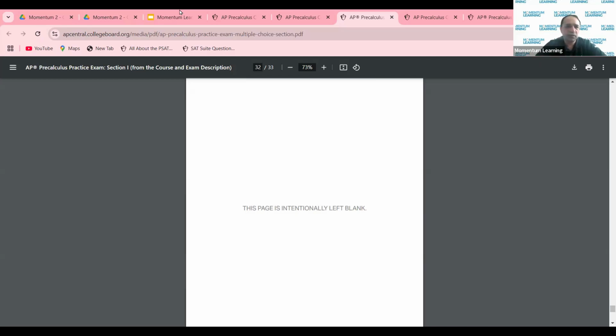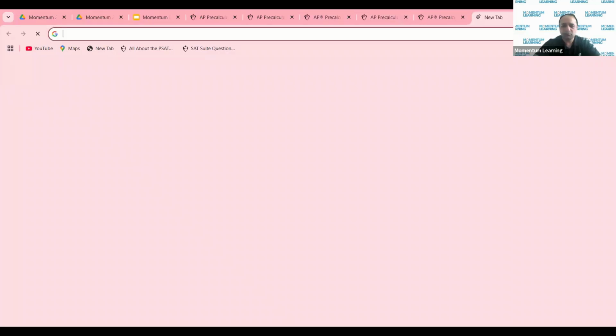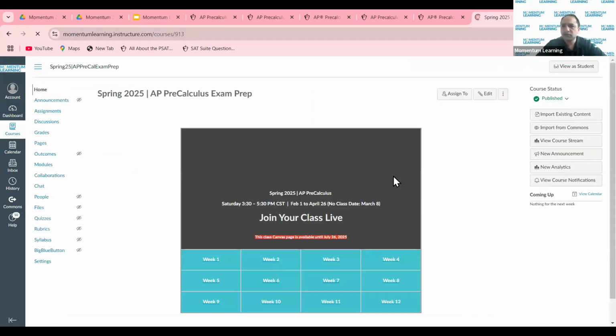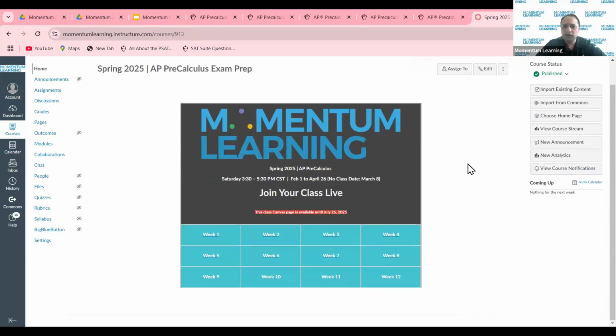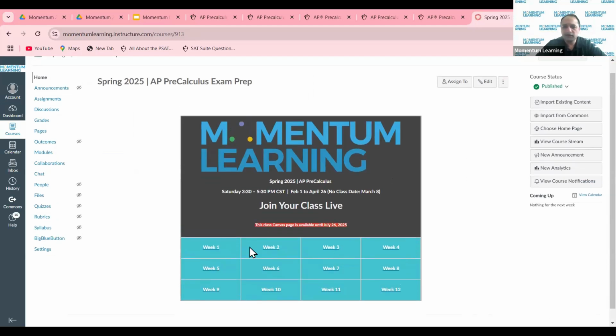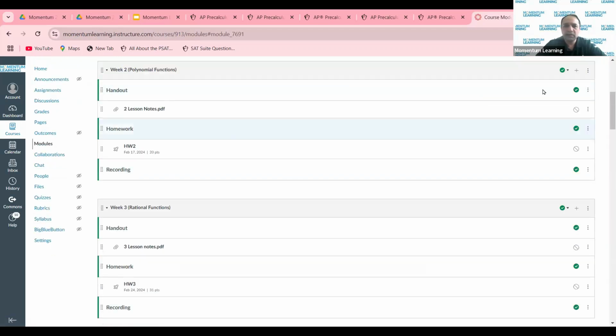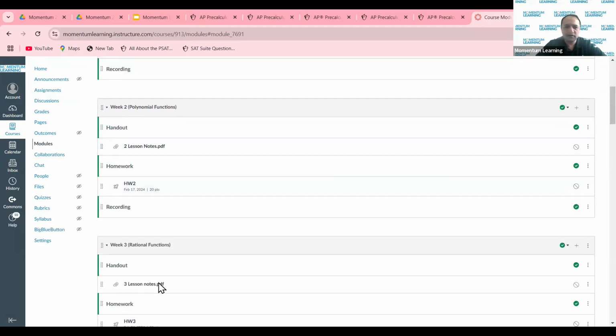So I just want to show you the Momentum Learning platform again. All right, you can see my screen. This is the teacher's dashboard, of course. I think you have a similar view. You're going to see week 1, 2, 3, 4, 5. Any week you are in, you can click it, for example week 2, and you'll see all the materials. For now, yours is empty. I'm going to publish it, and once I publish it, you'll see the material of the week.